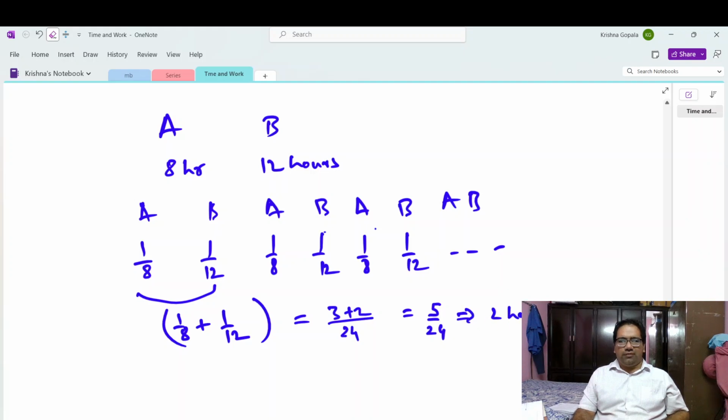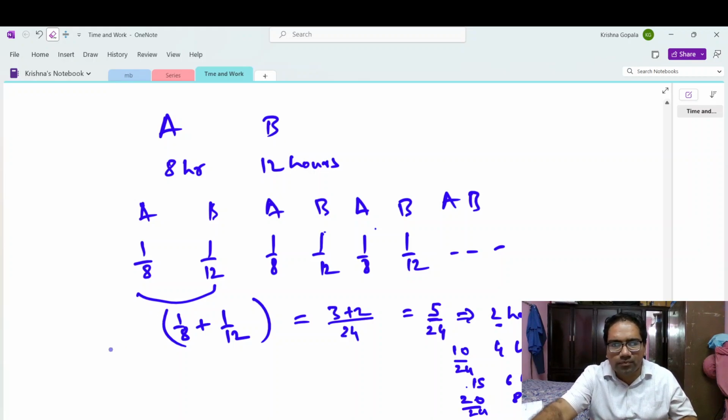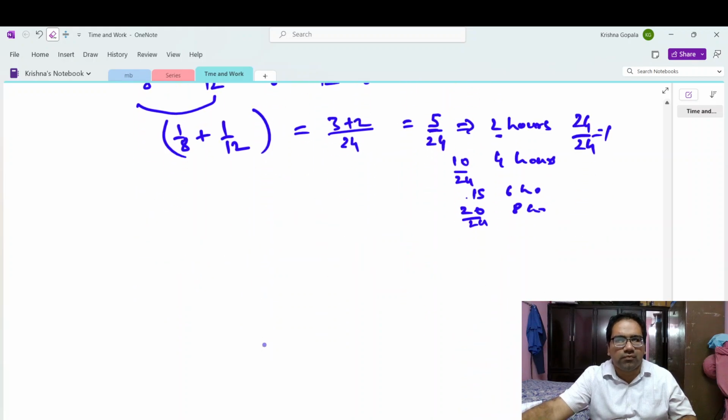And what is the work that we have? That is 24/24, equal to 1, right? That is 24/24 is the work. Now, every 2 hours, they will finish 5/24. That means 2 hours, 5/24, then 4 hours, 10/24, then 15/24 in 6 hours. Then in 8 hours, it will become 20/24.